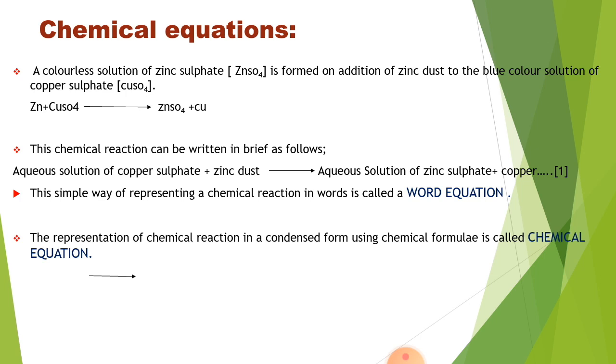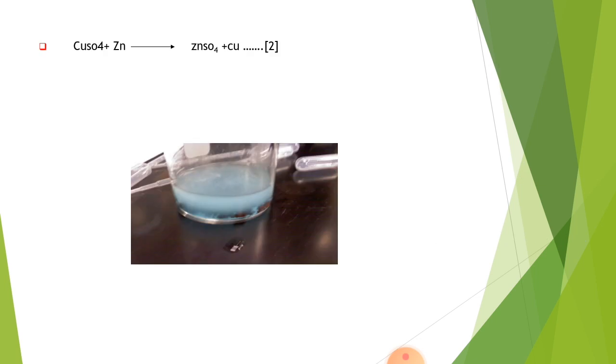But when the representation of a chemical reaction is in a condensed form using chemical formulas, it is called a chemical equation. When there are chemical formulas and symbols of different compounds, it is called a chemical equation, just like CuSO4 plus Zn gives ZnSO4 plus Cu. This is written using chemical formulas, where the chemical formula of each compound is written. So this is called what? Chemical equation. Yes.